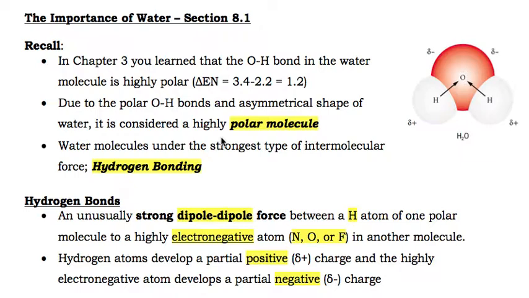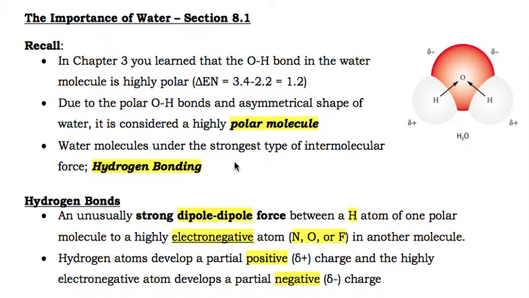The fact that water makes up your body fluids and is able to transport materials is due to the type of bonds it has, its polarity, and intermolecular forces. In Chapter 3, you'll learn that the oxygen-hydrogen bond in the water molecule is highly polar, with a delta EN, electronegativity difference, of 1.2. Due to the polar oxygen-hydrogen bonds and the asymmetrical shape, meaning where the electrons spend their time in a bond, it is considered a highly polar molecule.